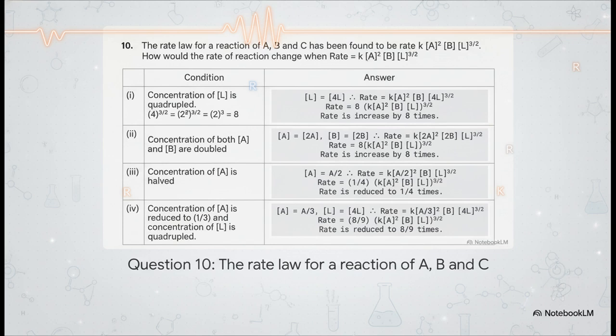Number 2, concentration of both A and B are doubled. [A] becomes 2[A], [B] becomes 2[B]. Simplifying gives us rate equals 8 times K, [A] squared, [B] to the power of 3/2. The final answer, rate is increased by 8 times.